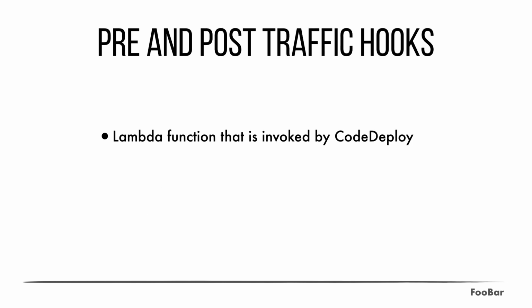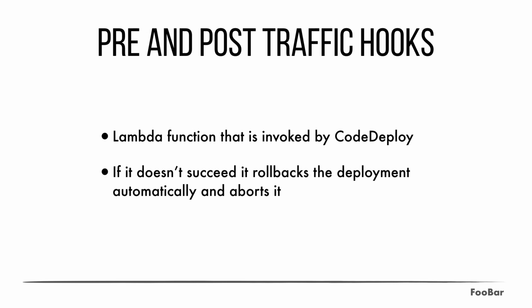The pre-traffic hook is usually executed before the traffic shifting starts. This function is a Lambda function that will be invoked by CodeDeploy. This Lambda must return a callback to CodeDeploy with a success or a failure. If the function fails, then the deployment is aborted, and if it's successful, it will continue the deployment. The post-traffic hook is similar to the pre-traffic hook, and it executes after the traffic shifting is completed. It can be used to run integration tests.